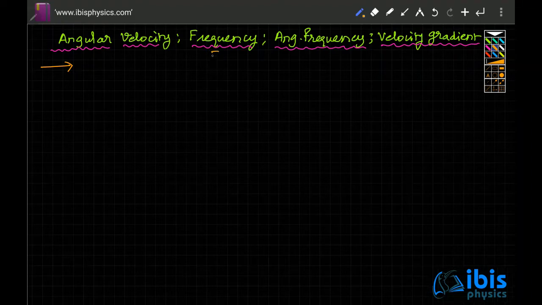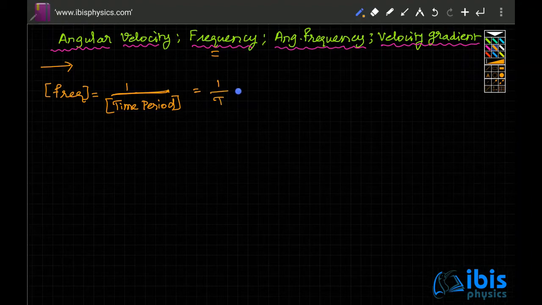I'll start from frequency. You know, what is frequency? Frequency is 1 by time period. Time period is the time taken to produce one single wave or one oscillation. So the dimensions of frequency is 1 by dimensions of time period. Time period is a measure of time, so it is 1 by t, which is t power minus 1. So the dimensions of frequency is t power minus 1.